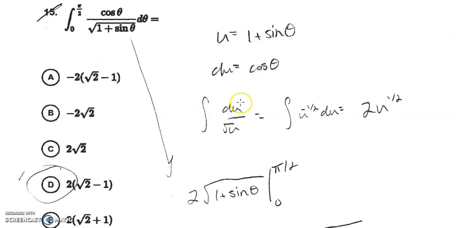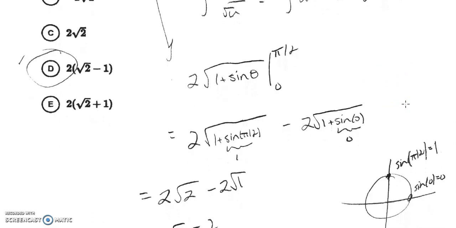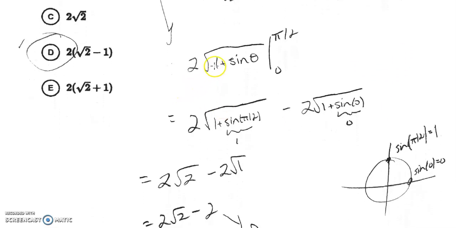So I get du over root u. I've got to integrate that. That's u to the negative half. What's 1 above negative 1/2? Well, it's a positive 1/2. Where does the 2 come from? It comes from dividing by a half, multiplied by the reciprocal. From there, I get 2 root 1 plus sine theta evaluated between 0 and pi over 2.